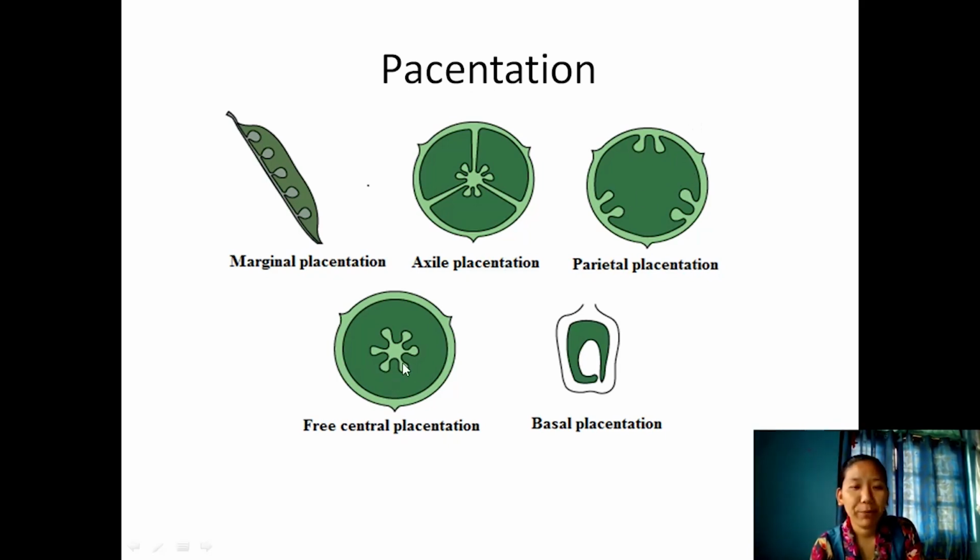Now we have free central placentation. The ovules are attached to the placenta in the central part of the ovary. And in the ovary, there is no compartment, a unilocular condition. And in basal placentation, there is usually a single ovule in the ovary, attached to the base of it. So this is a type of placentation, that is the arrangement or the attachment of the ovule onto the ovary wall.